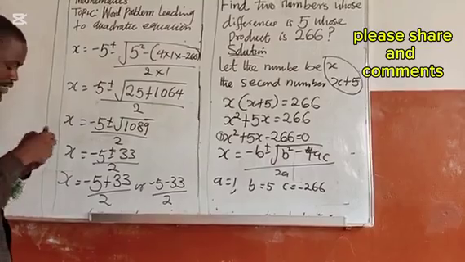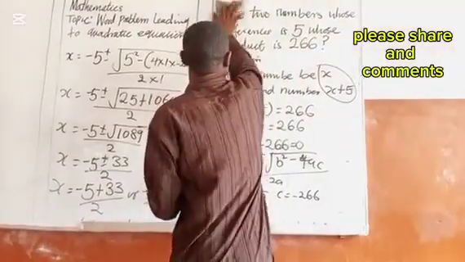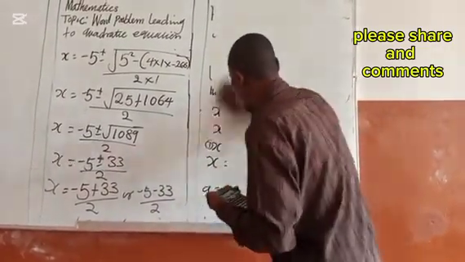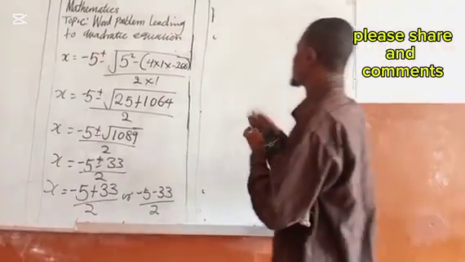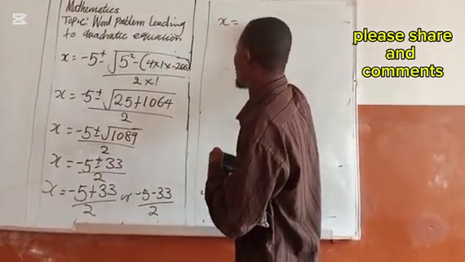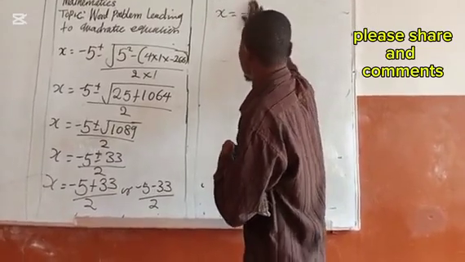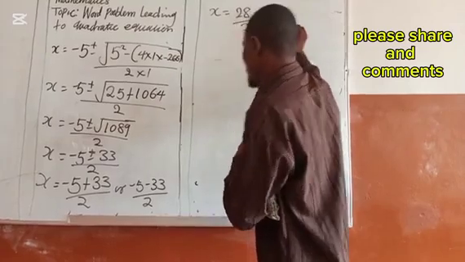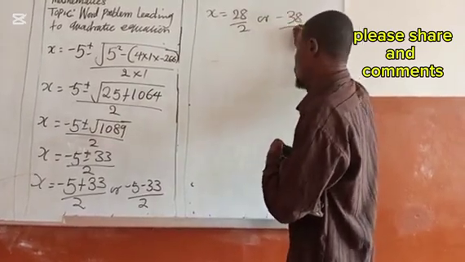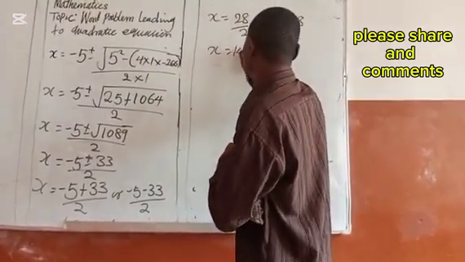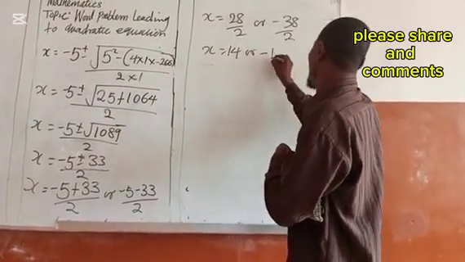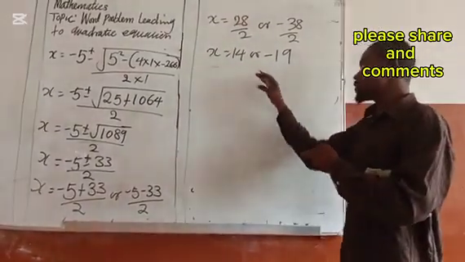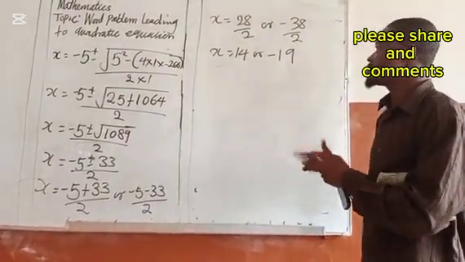So with this, let me continue from here. So we now have x is equal to minus 5 plus 33, we have 28 all over 2, or minus 5 minus 33 is minus 38 all over 2. x equals 14 or minus 19. So these are the values that, if you multiply, you have minus 266. This is the answer to the question.